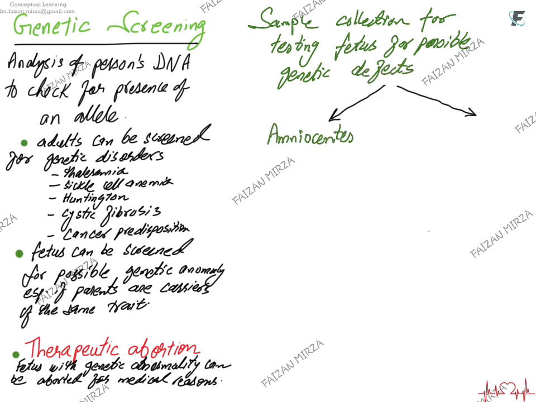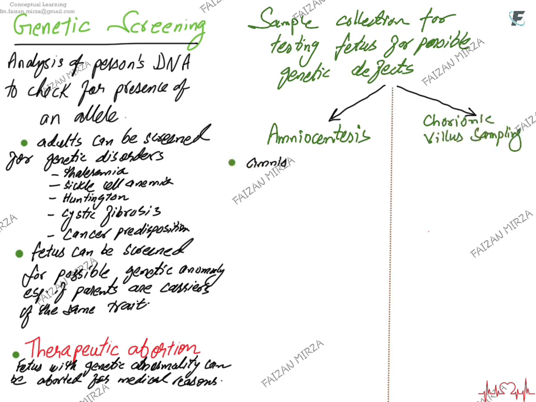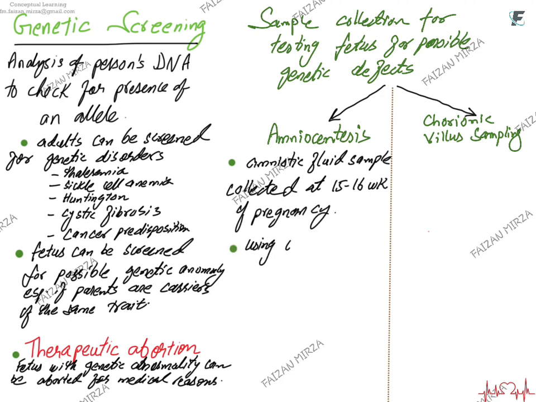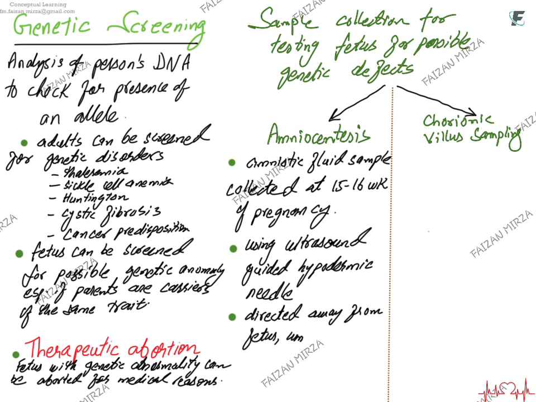There are two techniques which can be used: amniocentesis and chorionic villus sampling. What is amniocentesis? In amniocentesis, the amniotic fluid is collected as a sample from around the fetus. This is done at 15 to 16 weeks of pregnancy. This technique is carried out using an ultrasound guided hypodermic needle, which is inserted into the abdomen of the female. The needle is directed away from the fetus, umbilical cord and the placenta, so these structures are not damaged, and only the amniotic fluid is collected for sampling.